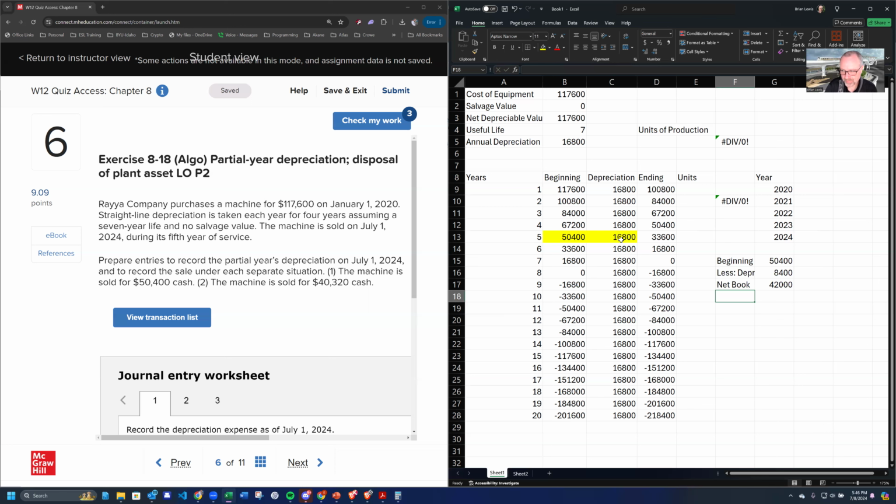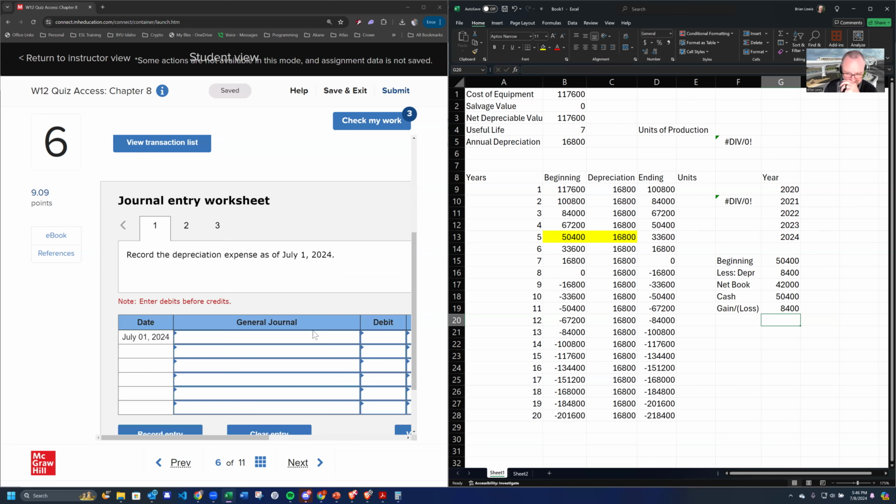Now that's important to know because then we're actually going to sell it. So now if they sell it for cash, and we'll change the dynamic here, for 50,400, then the gain or loss, and we're going to do gain as a positive, loss as a negative. So in this case, the cash minus the net book value is the gain. Clear as mud on that? Now we should be able to change it for this and get the other answer.